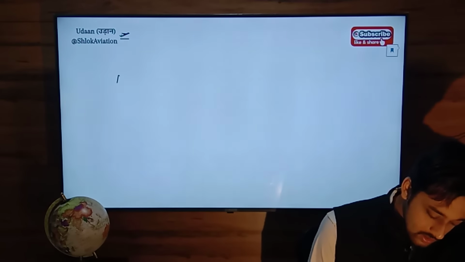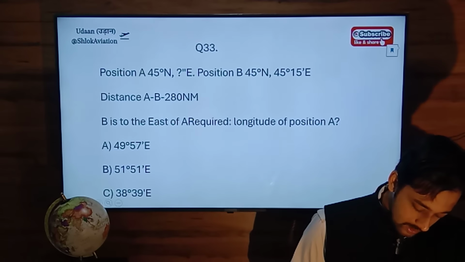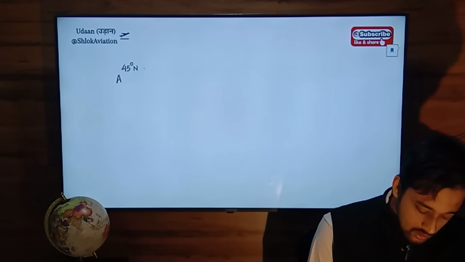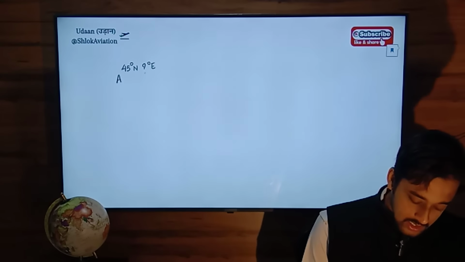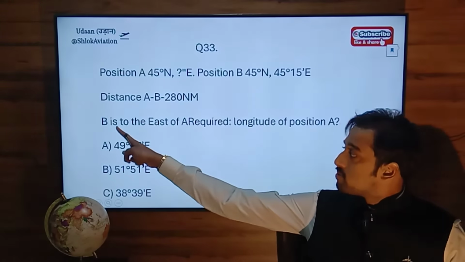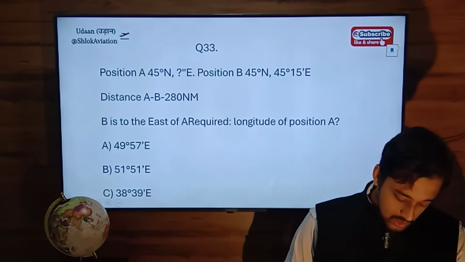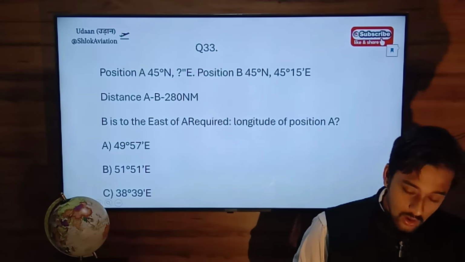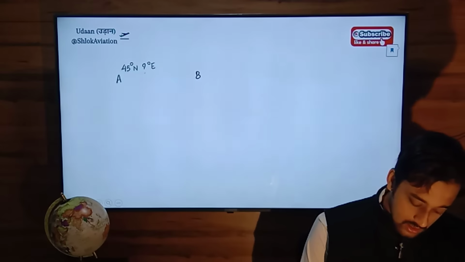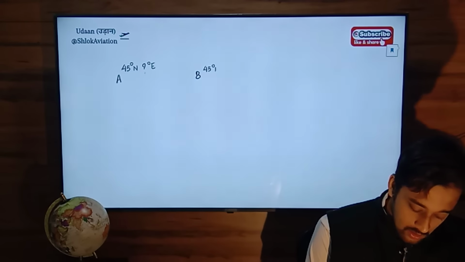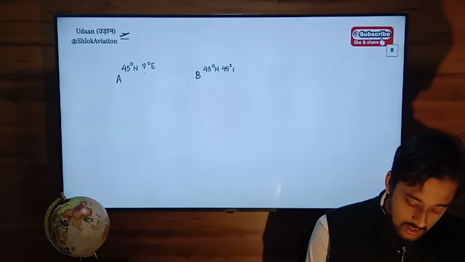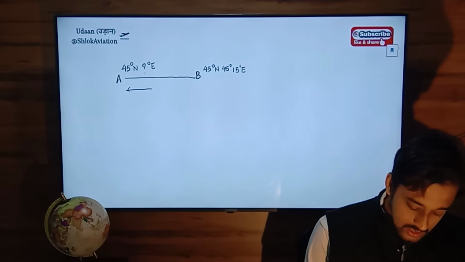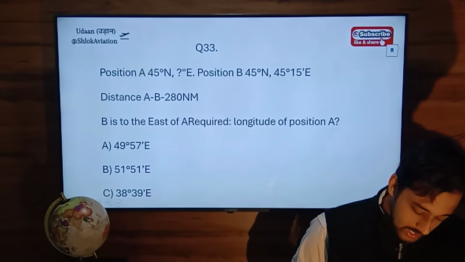So A is at 45 north and a particular degree east. It states here B is to the east of A. So B is somewhere to the east of A at 45 north, 45 degrees 15 minutes east. The total distance is 280 miles.